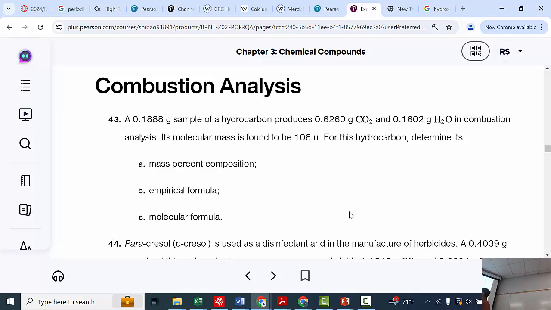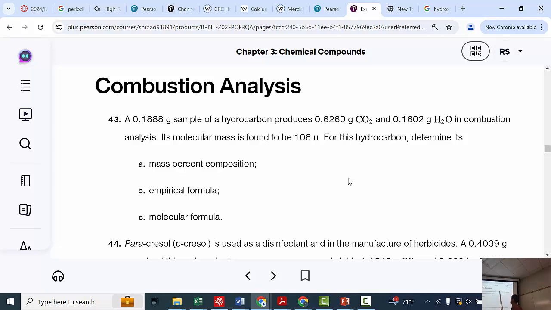So if we look at a 0.1888 gram sample of hydrocarbon. Hydrocarbon, is there any oxygen in a hydrocarbon? There's no oxygen. A hydrocarbon only contains hydrogen and carbon. If this were an alcohol or sugar or something like that, then there'd be oxygen. And so a 0.1888 gram sample of hydrocarbon produces 0.6260 grams of CO2. So if I produce this many grams of CO2, I go from grams of CO2 to moles of CO2, moles of CO2 to moles of carbon, stop there.